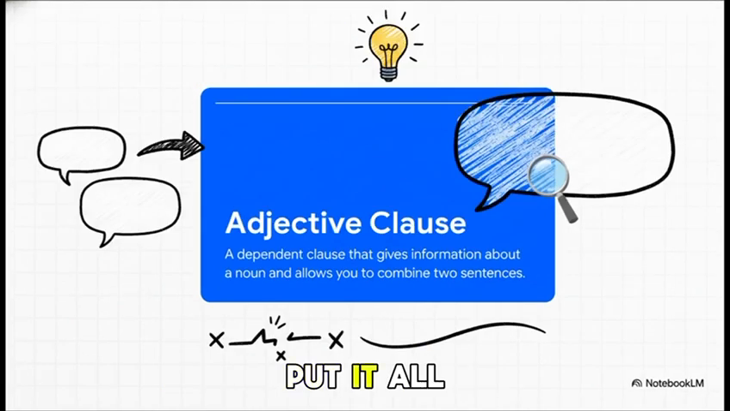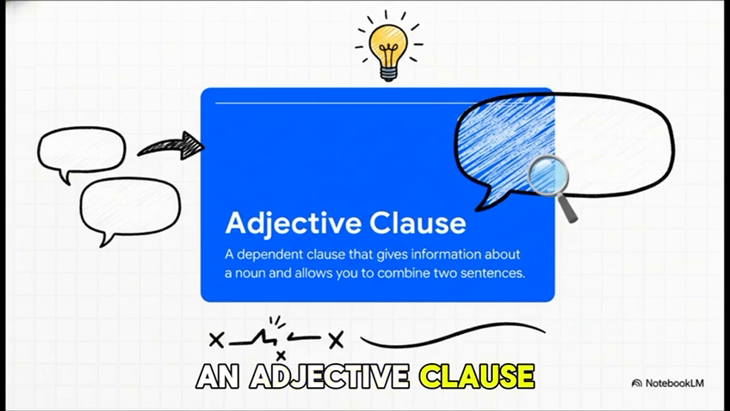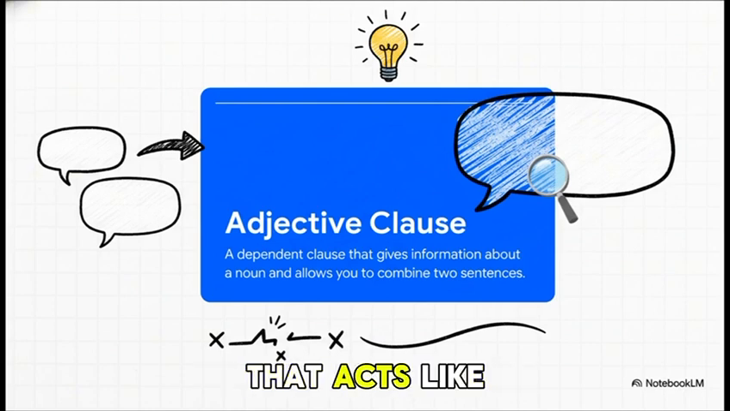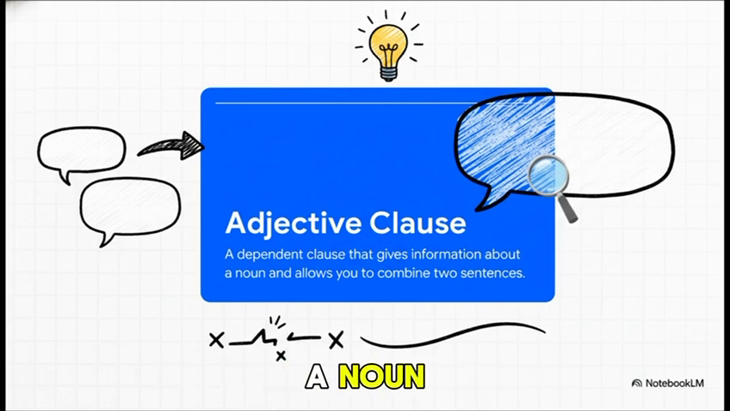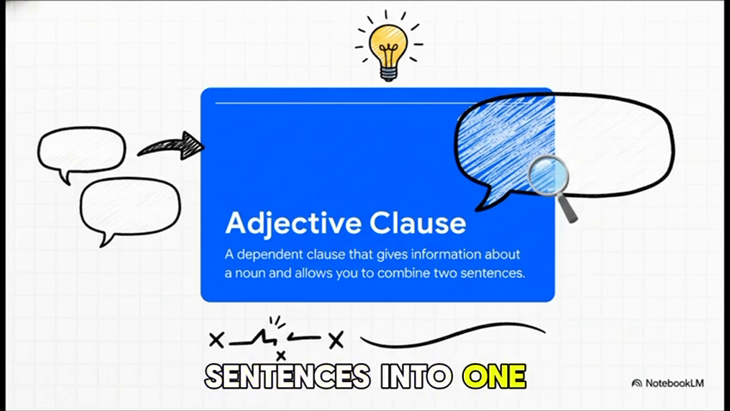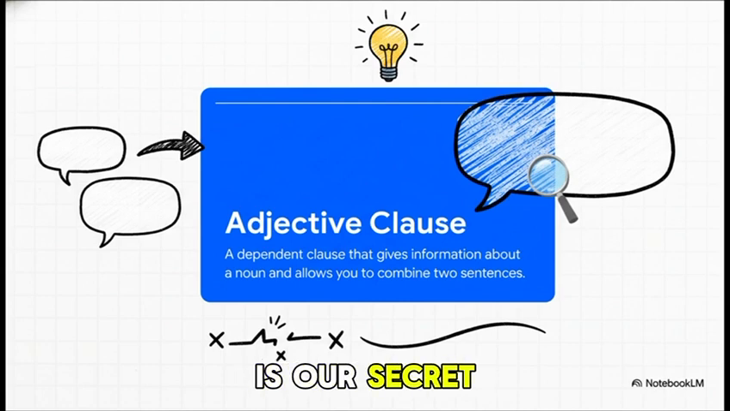And now, let's put it all together. An adjective clause is a special kind of clause that acts like a big, powerful adjective. It gives us more information about a noun, but, and here's the magic, it lets us combine two separate sentences into one. This, right here, is our secret weapon against that choppy writing problem.